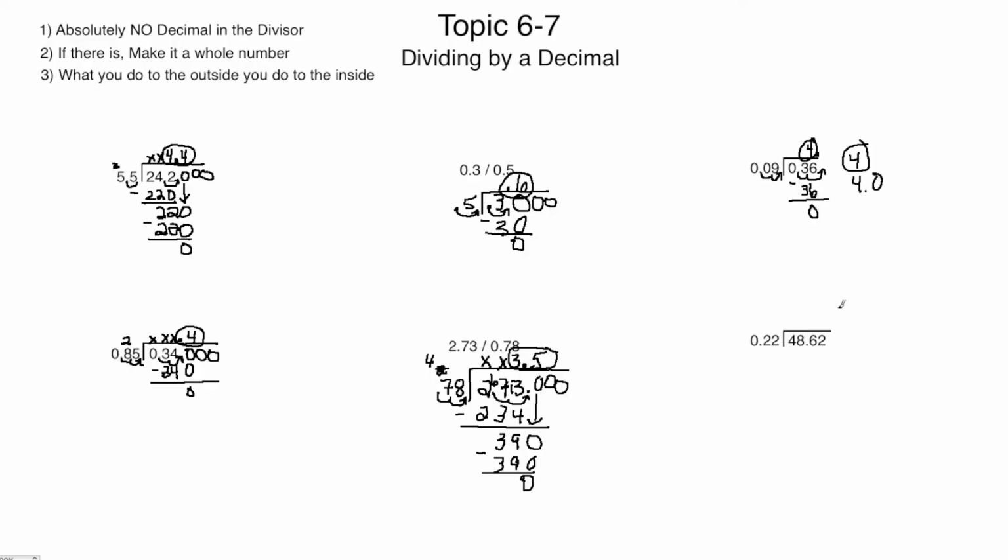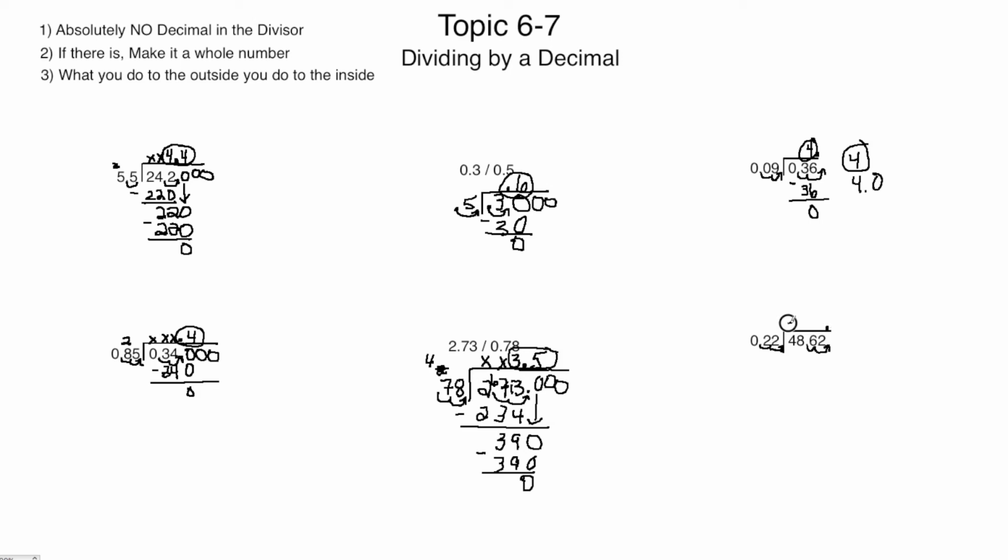All right, go ahead and push pause on this last one and see what you come up with. All right, so we see that there is a decimal in the divisor, so we have to make it a whole number. So we move 2 places, meaning we multiplied by 100. And what we do to the outside, to the divisor, we do to the inside, to the dividend. Excuse me. And bring up the decimal.